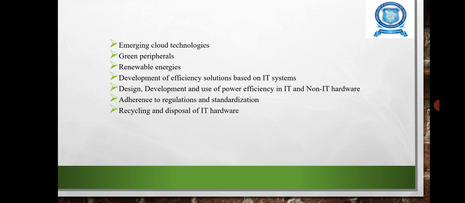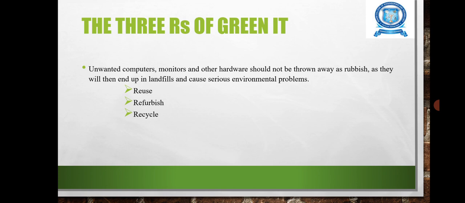Next one is adherence to regulations and standardization. It also includes active participation in creation of new standards, agreements, and consortium based protocols. The next one is recycling and disposal of IT hardware. It will impact the procurement as well as the disposal aspect of IT that should be associated with efficient design of equipment. The next one is 3 Rs of green IT.